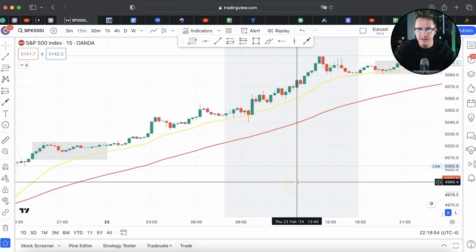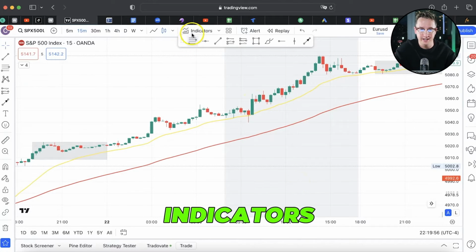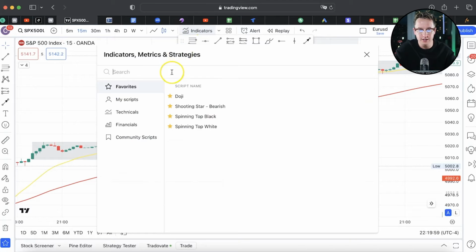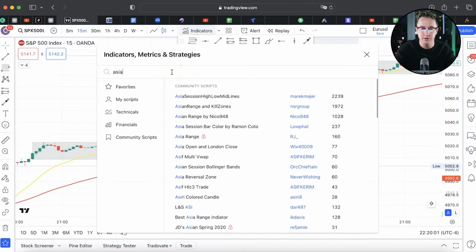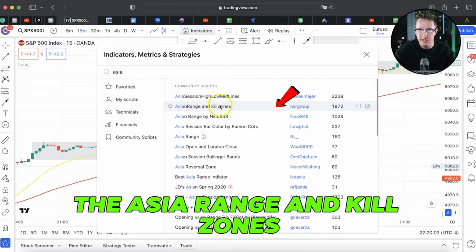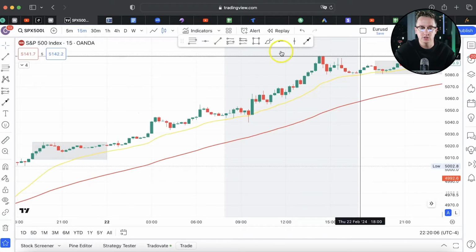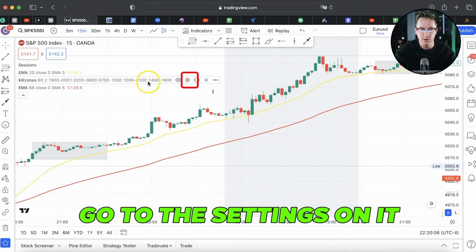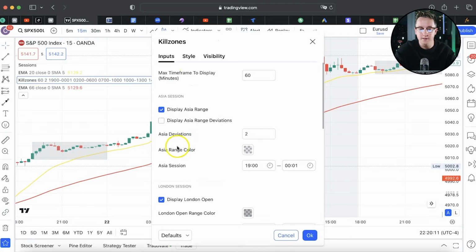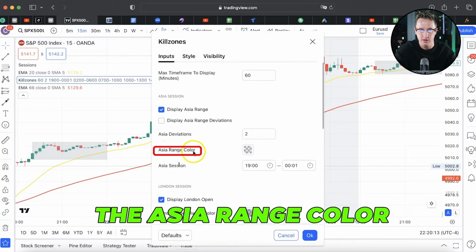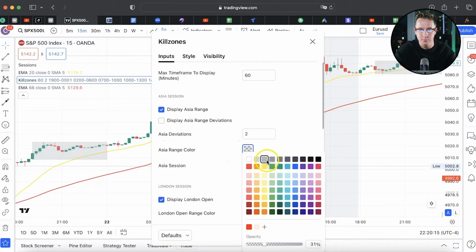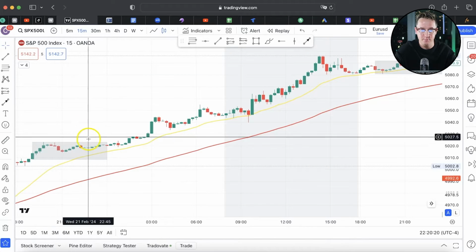Now, the next thing that I would recommend that you guys do is go to indicators. And I want you guys to get this one indicator. If you type in Asia, get the Asia range and kill zones right here. Once you add that to your chart, you can go to the settings on it. And all I'm focused on is the Asia range color right here. You can go and make it whatever color you would like. Now you guys can see I have my Asia range right here.